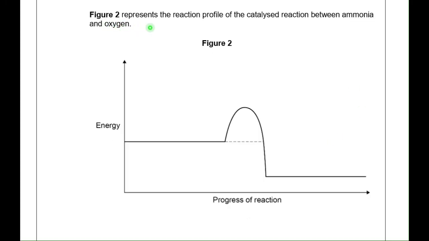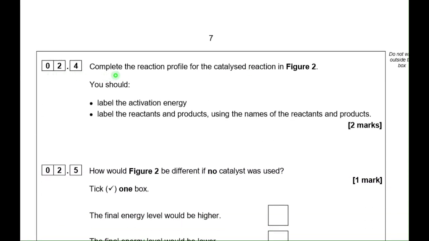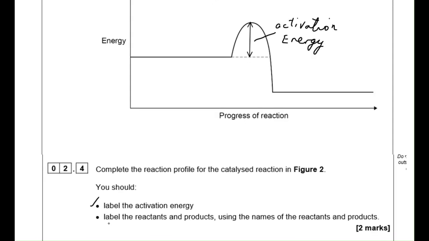Figure 2 represents the reaction profile of the catalyzed reaction between ammonia and oxygen. Here's figure 2. You've seen many of these before in most exams. 2.4. Complete the reaction profile for the catalyzed reaction in figure 2. You should label the activation energy and label the reactants and products using the names of the reactants and products. Activation energy, that is the distance of the peak of the line from the level with the reactant line.